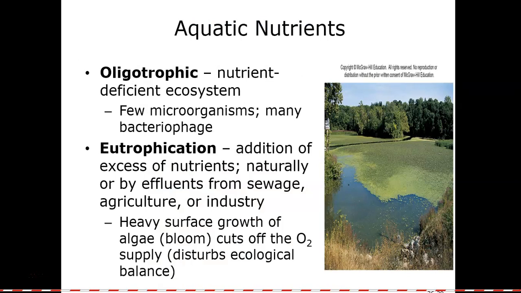We also could talk about two different environmental conditions depending on the level of nutrients available. We have oligotrophic systems that are nutrient poor, and eutrophication, which is where we have an excess amount of nutrients that result in these heavy algal surface blooms. And when we have this heavy layer of surface algae, it is able to block off the oxygen supply in lakes, resulting in a massive die-off of fish and other invertebrates in that particular environment.